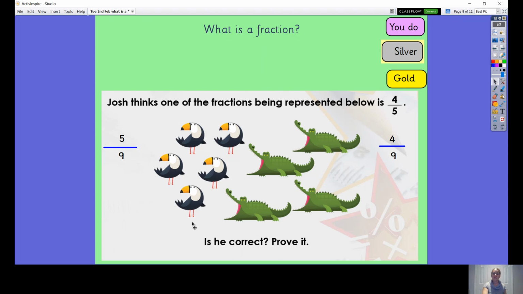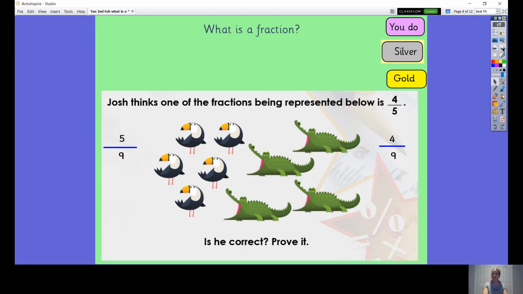So Josh is not correct, because if he was counting the crocodiles, he should have got 4/9, and if he was counting the puffins, he should have got 5/9. And actually he's put 4/5. And I think I can see what Josh has done. I think he's counted all the crocodiles and put a 4 on the top, and then he's counted all the puffins and there are 5 and put 5 on the bottom. So I think that's where he has gone wrong. And I've proved it because I've shown you what the correct fractions would be for crocodiles and for puffins.